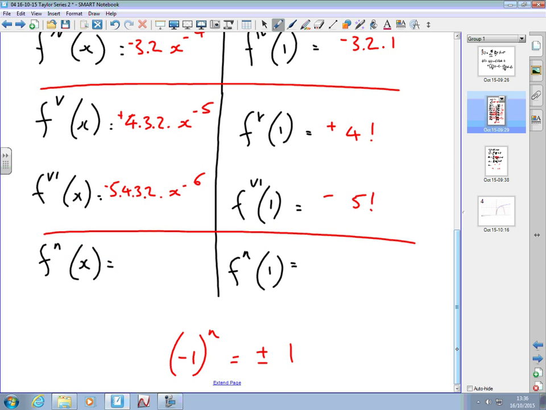So what about the nth derivative then? Well, it's just whatever n is minus 1 factorial. That's easy enough. The only problem is the sign.